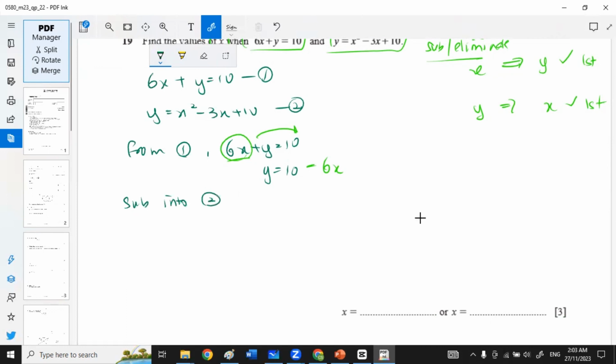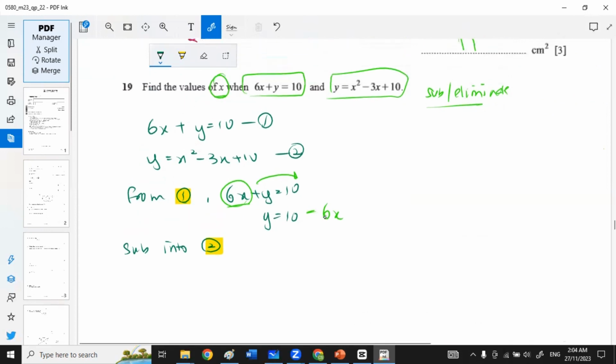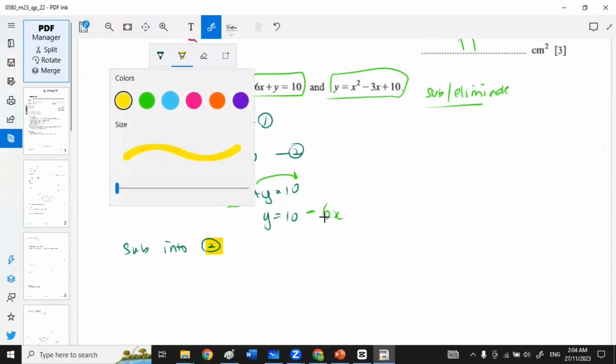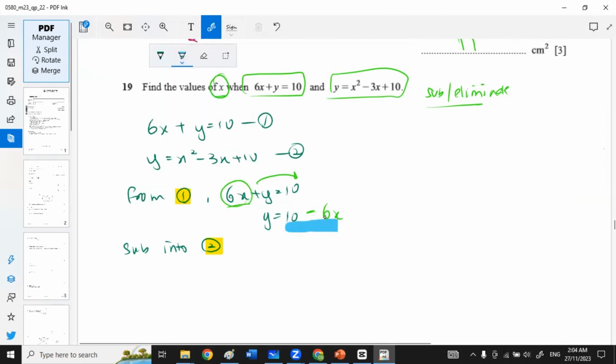the second equation. Do take note these two must be different. If you take from the first equation, you must substitute into the second equation. If you take from the second equation, you must substitute into the first equation. Clear some space. Okay. So we're going to substitute this into here, to the y.